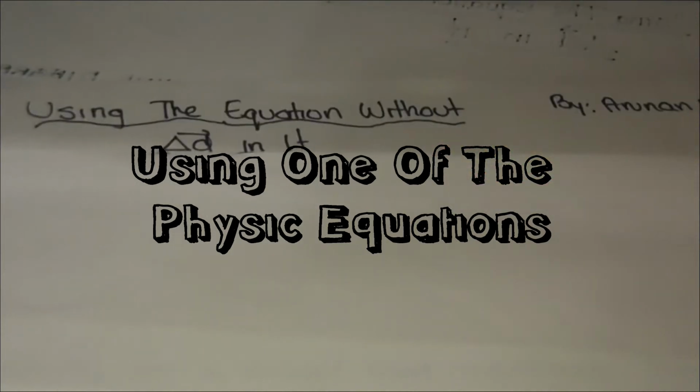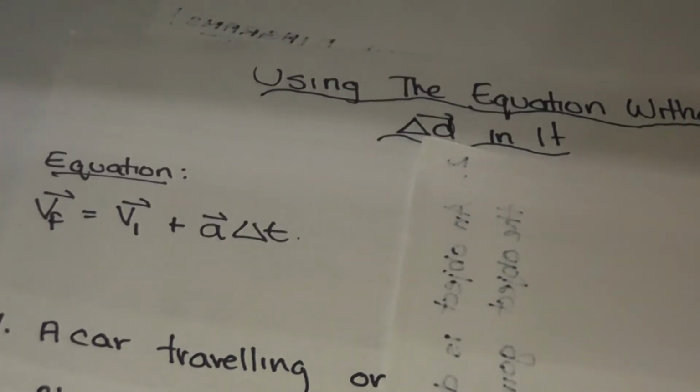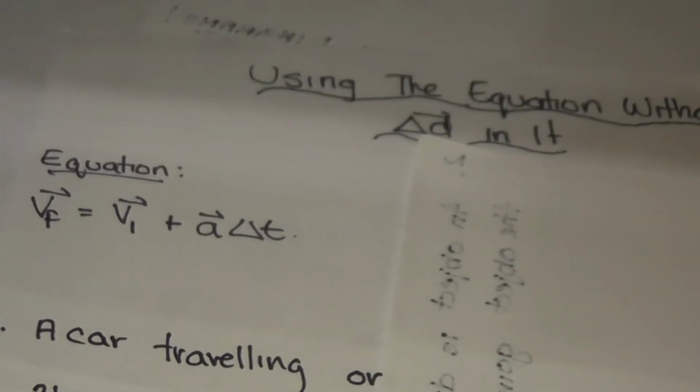Hello everyone, my name is Arunan, and today we're going to be doing some physics problems that include using one of the equations that does not involve the variable delta d in it. And that equation is the final velocity is equal to the initial velocity plus the acceleration times the change in time.